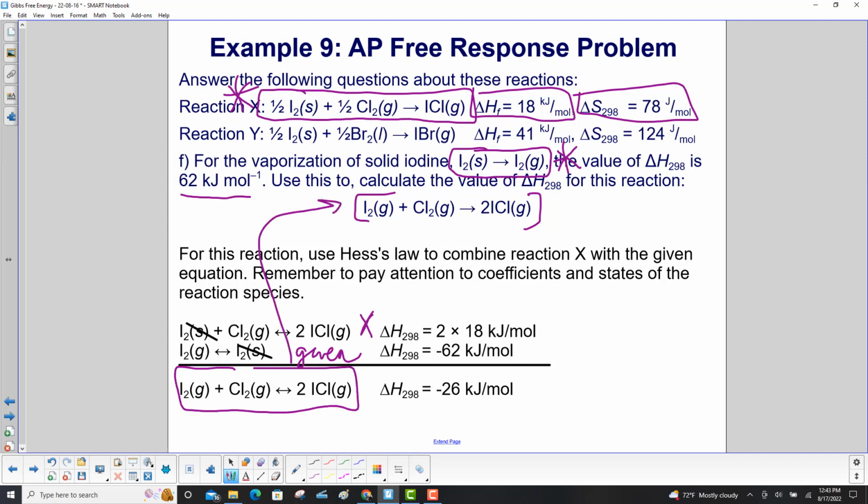So we take the delta H for the first one, and we put a 2 in there because of this 2 right here. Here's minus 62 kilojoules per mole for the given equation. Add them up, and we get a delta H of minus 26 kilojoules per mole.